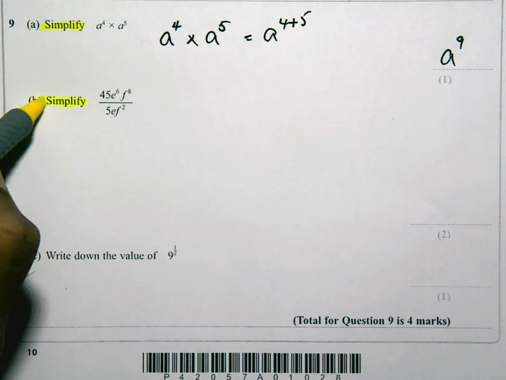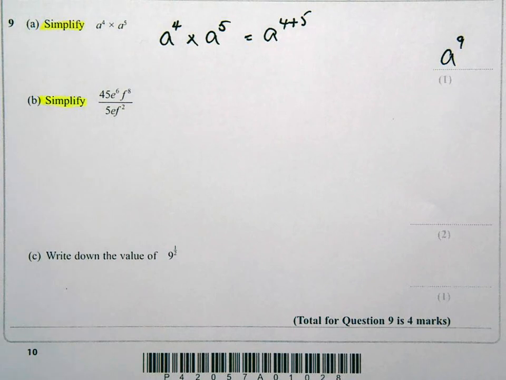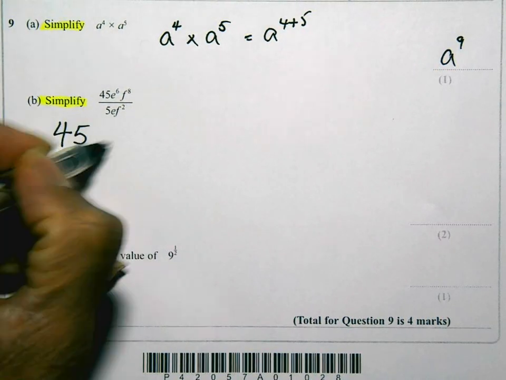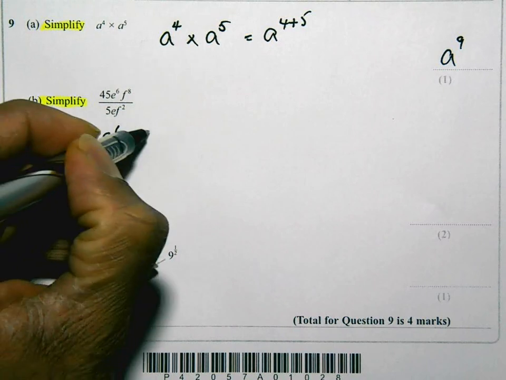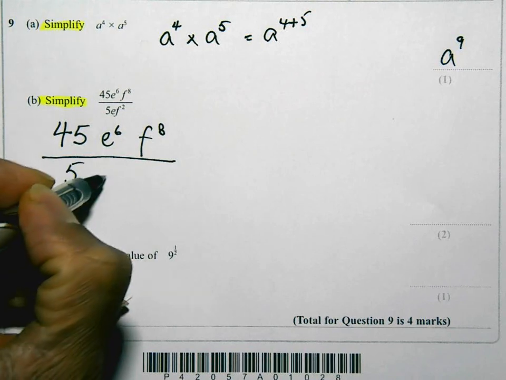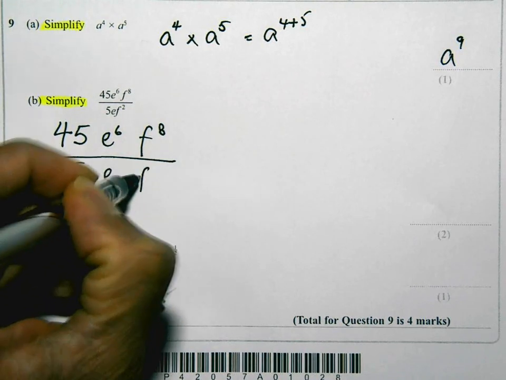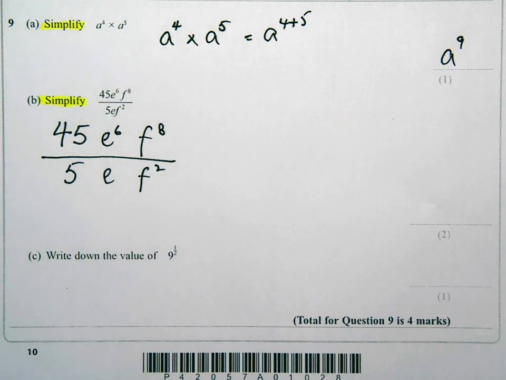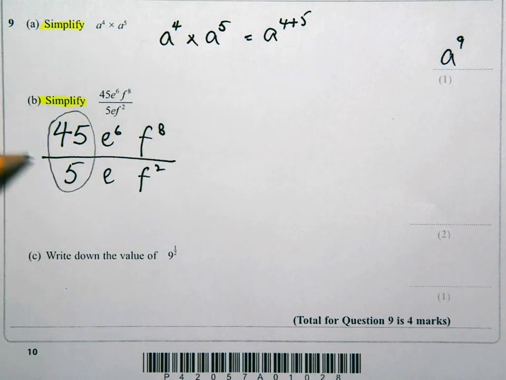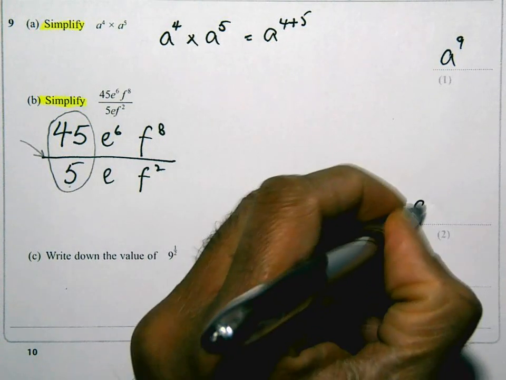Now, what I'm going to do is break this up into bits. So I'm going to rewrite the question a bit larger: 45 e to the power of 6 f to the power of 8, and all of that divided by 5 e and f squared. I'm going to break it up by handling the numbers first. Remember, this line here means to divide. So 45 divided by 5 is 9.